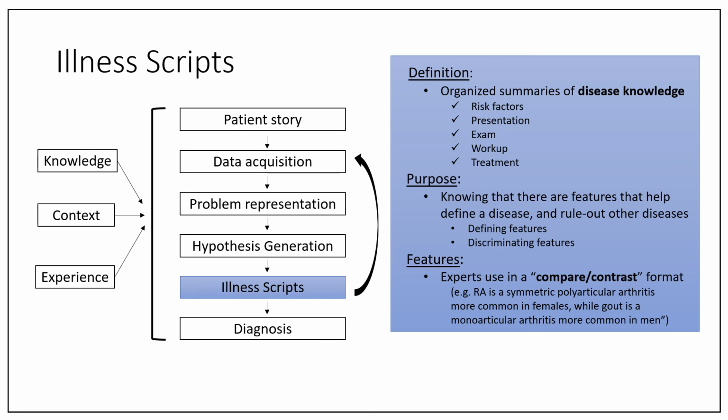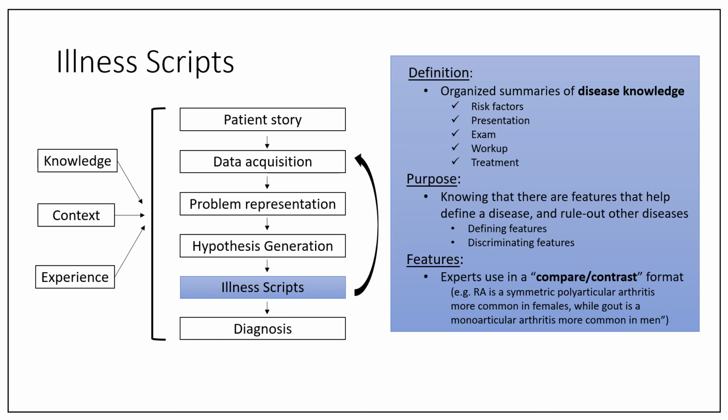All right, the final component of clinical reasoning that I'd like to talk about is illness scripts, which are organized summaries of disease knowledge. The main takeaway from illness scripts is realizing that there are certain features that help define a disease, as well as features that rule out other diseases. We'll go over some examples in the following slide. It is also important to know that illness scripts are less about memorizing every single fact possible, but actually more about how we store information.